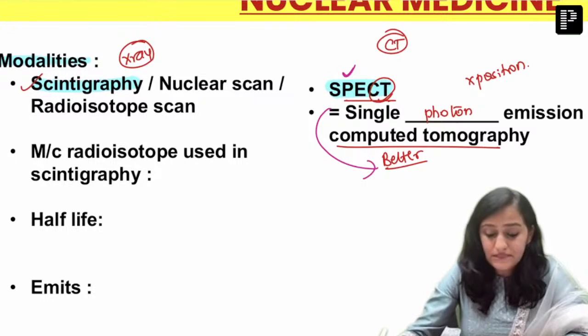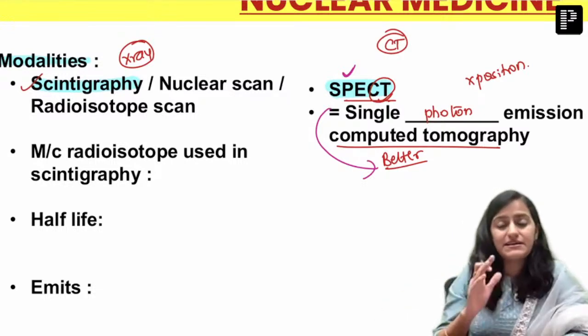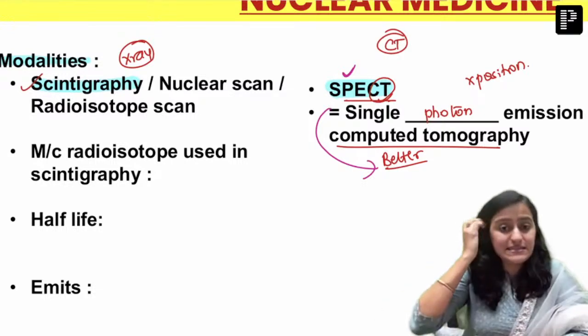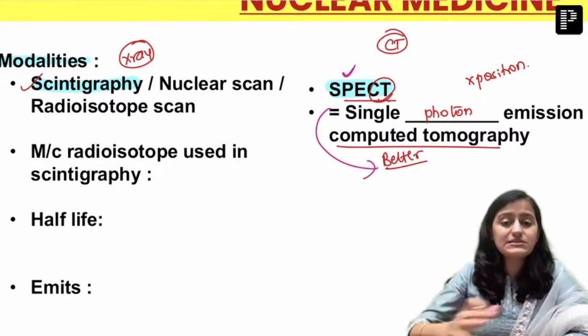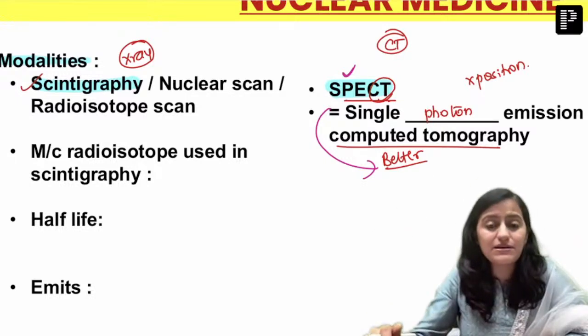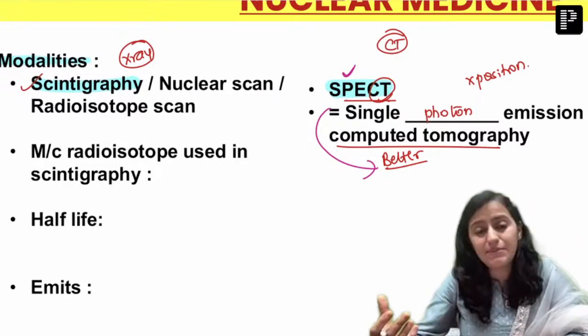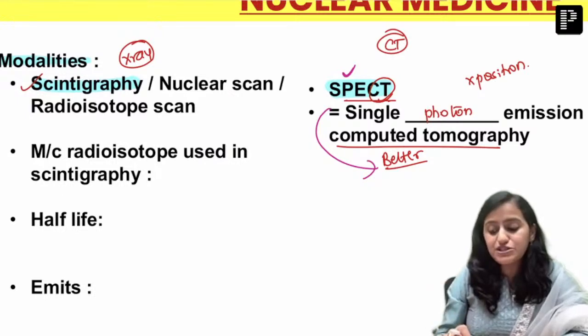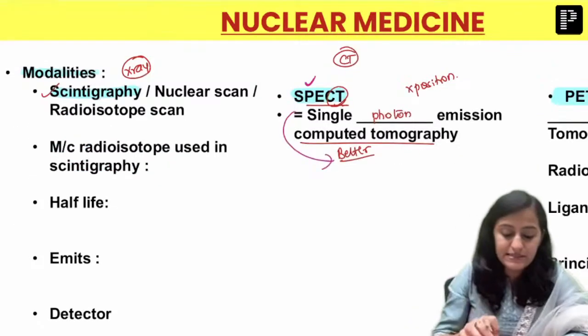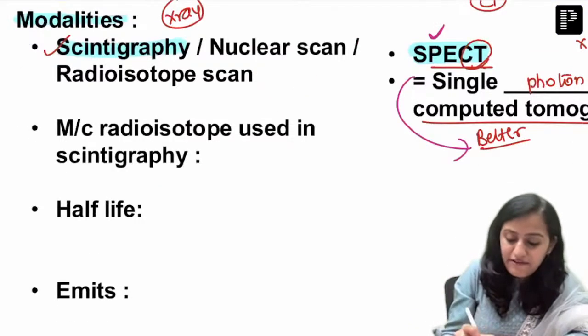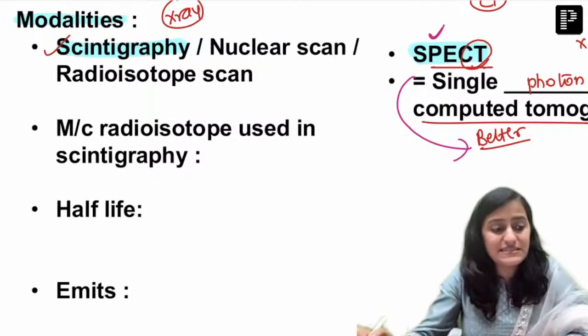Remember that scintigraphy is like X-ray and SPECT is like a CT. What makes SPECT three-dimensional is that multiple gamma cameras are used. The detector used here is a gamma camera. So understand the functioning of nuclear medicine. In scintigraphy, you have a radioisotope which is used.